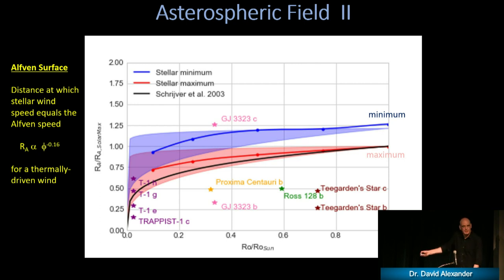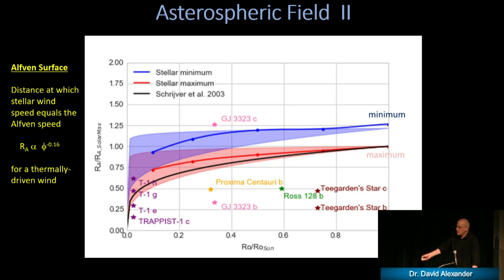Look where all the planets are, all the celebrity planets, all the ones that are in their habitable zone for liquid water. All of TRAPPIST is inside, it's down here, it's a very active star, it's inside its Alfvén surface. Proxima Centauri, way inside its Alfvén surface. Here's Ross, which is kind of a nice star because it's not all that active, but it's way inside its Alfvén surface. And here's Teegarden.